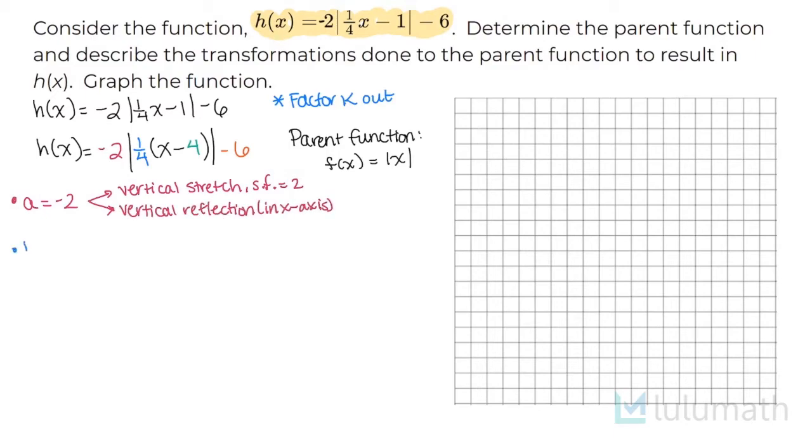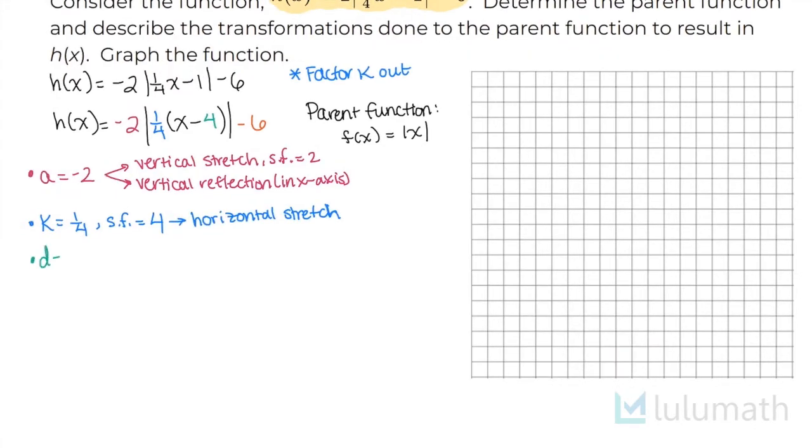Now the k value is equal to 1/4. And don't forget that whenever we find the k value, we have to take the reciprocal of it to find the scale factor. So our scale factor is the reciprocal of 1/4, which is 4/1, or just 4. And that tells us that we have a horizontal stretch with a scale factor of 4.